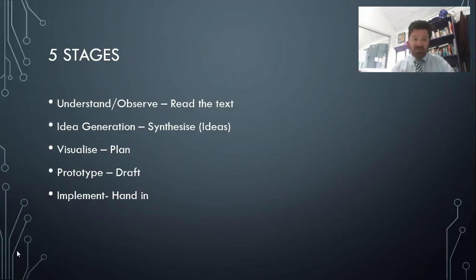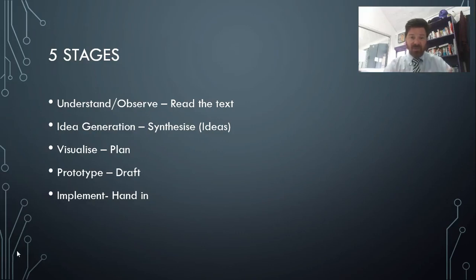So there are 5 stages. To understand and observe what you need to do, which initially would be reading and thinking about the text. Idea generation, synthesizing your ideas about the themes and characters. Then visualizing, your actual planning of the essay. Your prototype, which is your draft of the essay. And implementation, which is hand in.